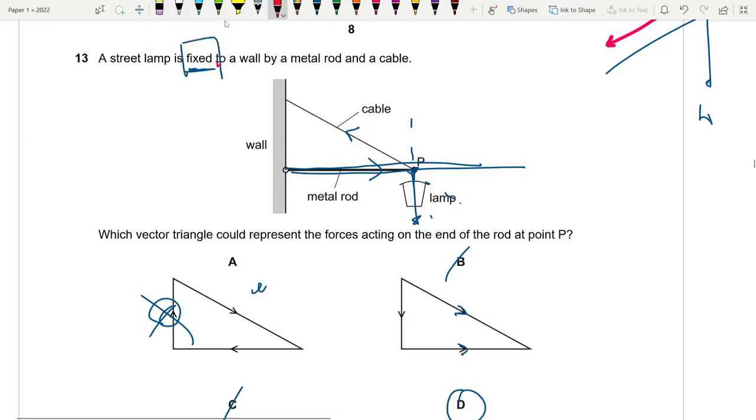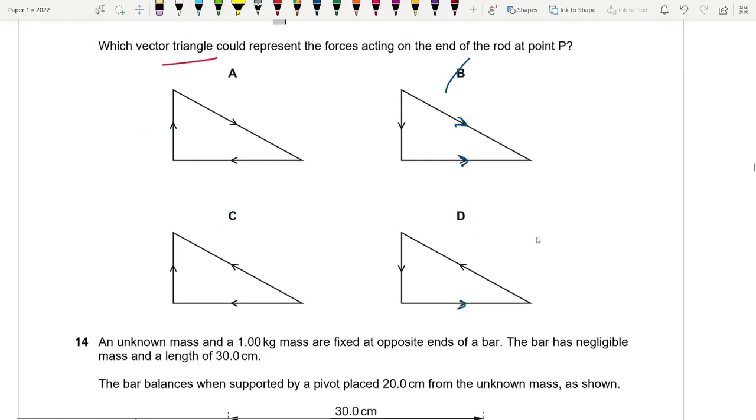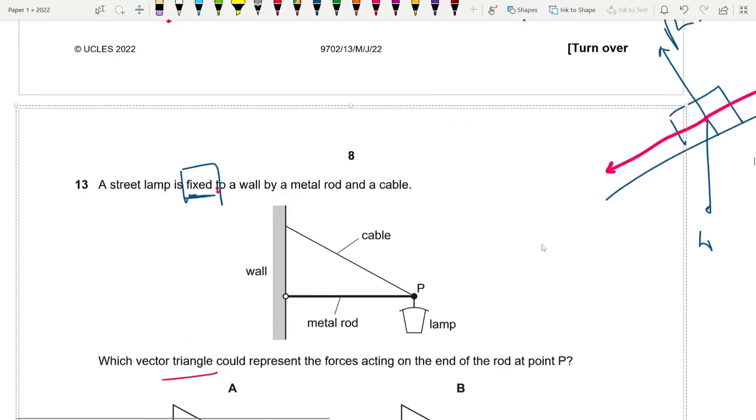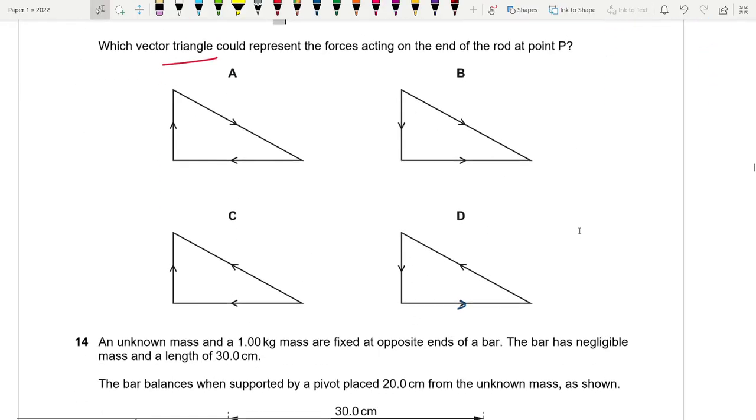A street lamp is fixed to a wall by a metal rod and a cable. Great. It's glitching out. Wait. So guys, clearly we want to find out the vector triangle. Okay, we want to find out the vector triangle. So let's see. By the way, they say that it's held in place. This is the keyword. It's fixed. That means the system is in equilibrium. For a vector triangle to be in equilibrium, we must get a closed triangle of forces. That means all the heads of the arrows must point to the tails. This head must point to the tail.